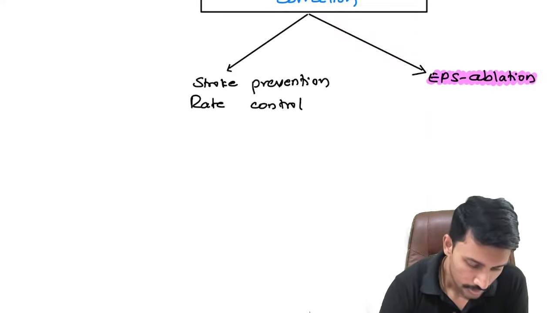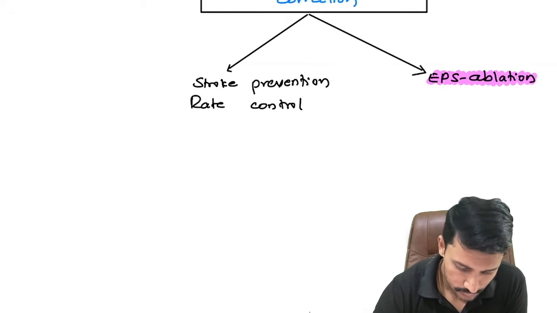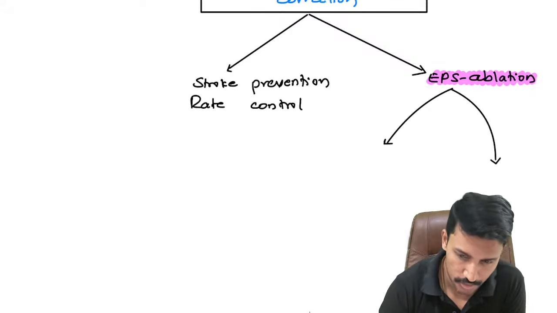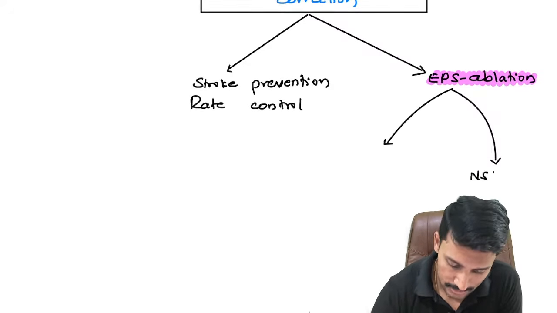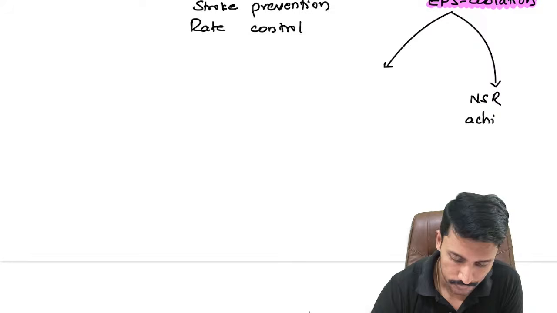Clear. Now, the conditions where EPS achieves normal sinus rhythm. Good for the patient. He does not require long-term anticoagulation or anything, but that can also fail. Normal sinus rhythm achieved, good for the patient. But if that fails, what should I do?